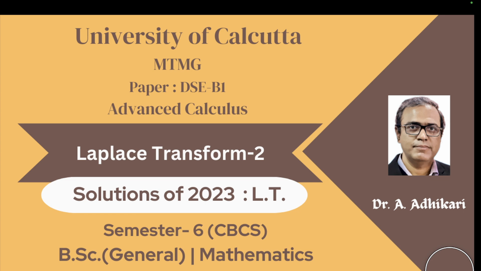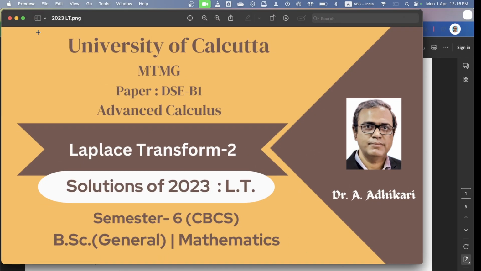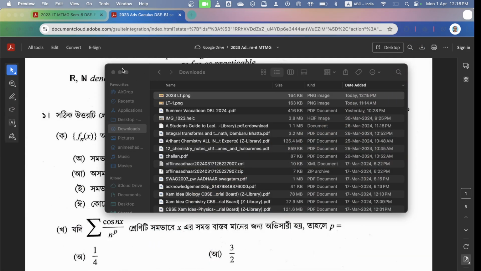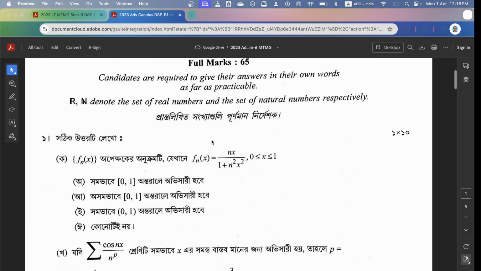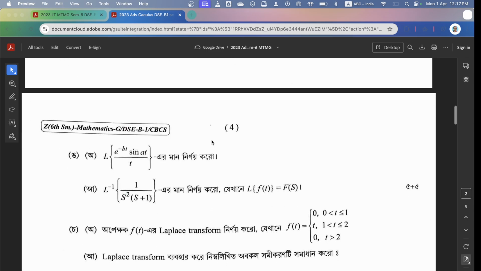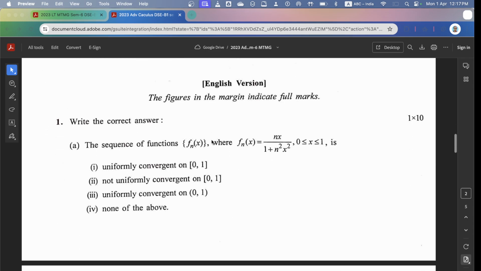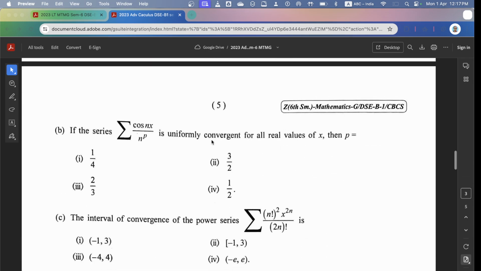Now we discuss the solutions of 2023 question papers DSE-B1, only the Laplace transform part. This is the question paper 2023 DSE-B1. We only solved the Laplace transform part. The English version is the first question.